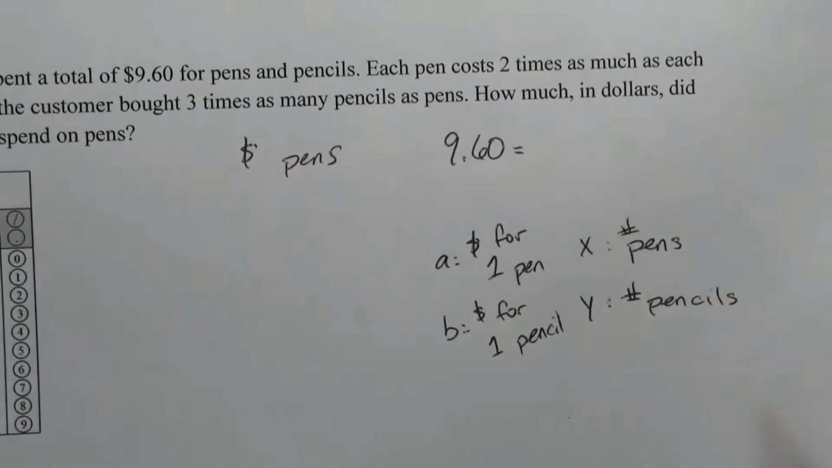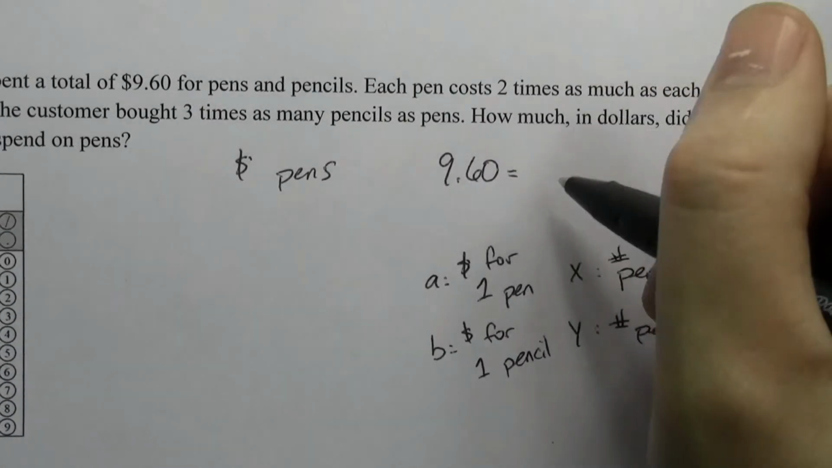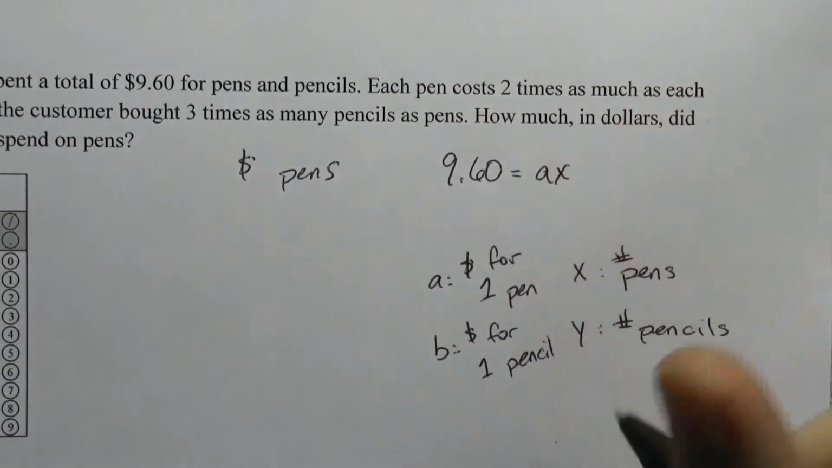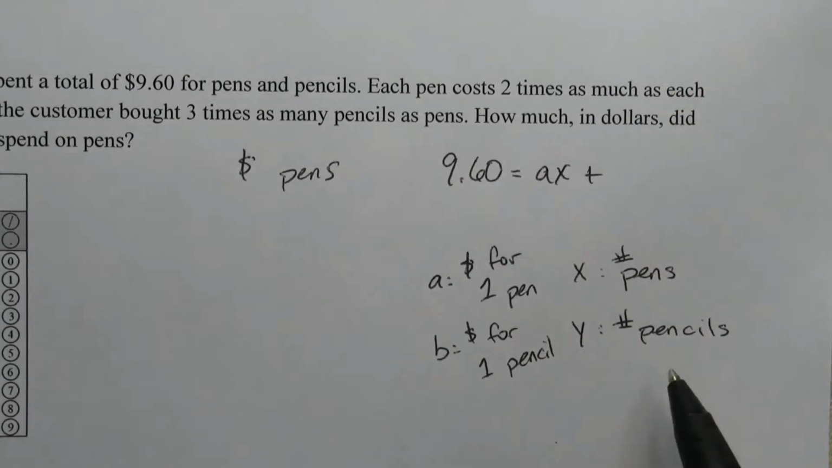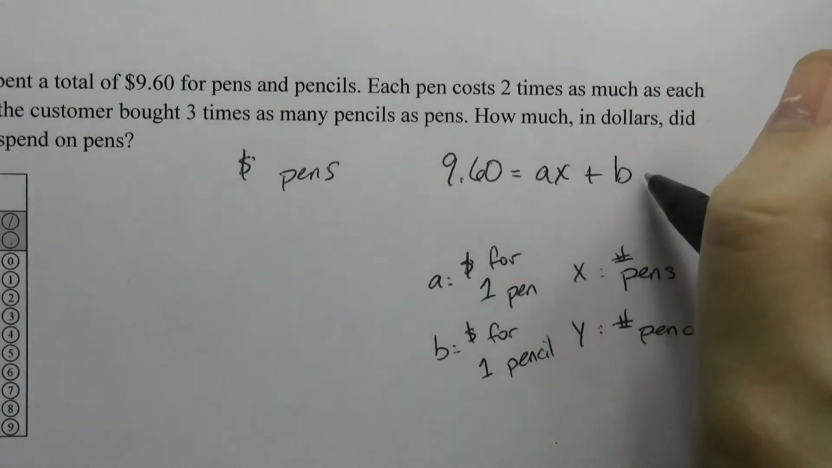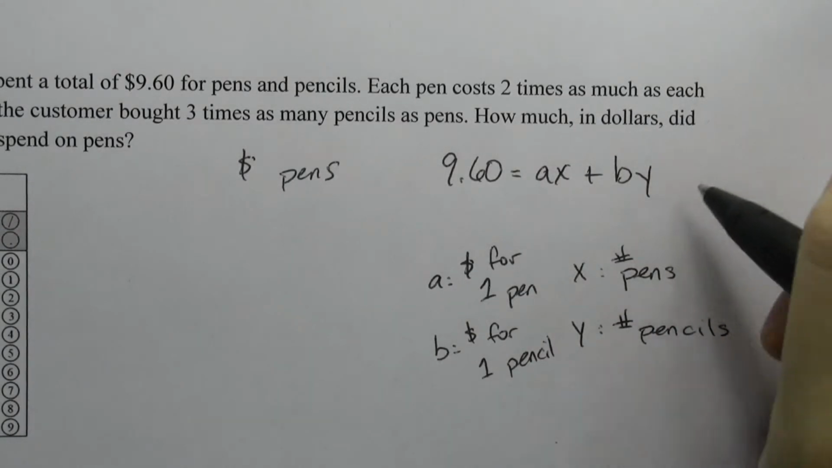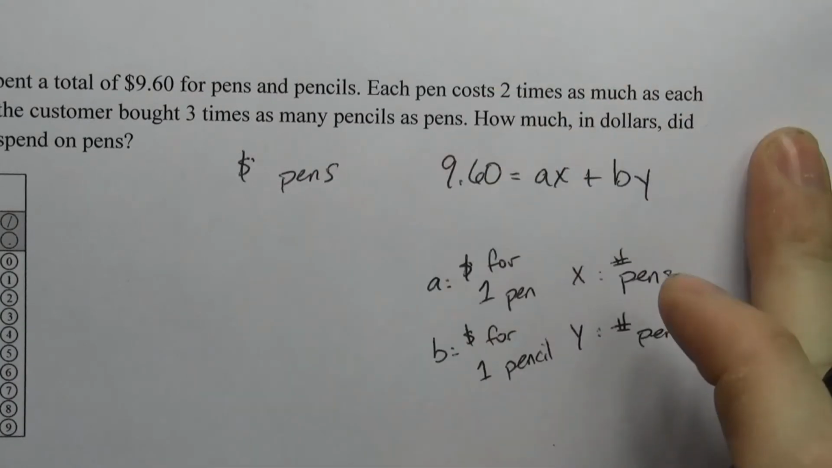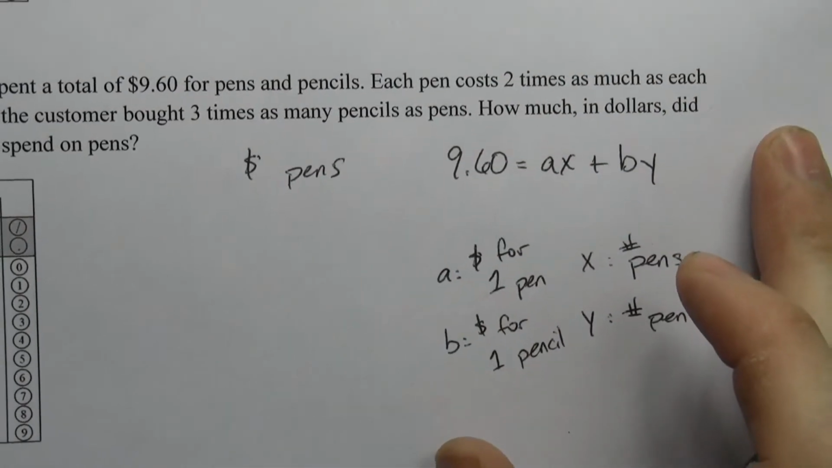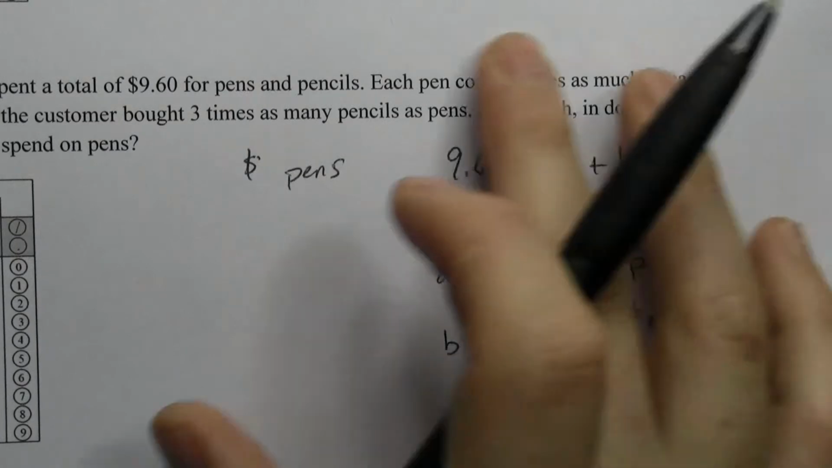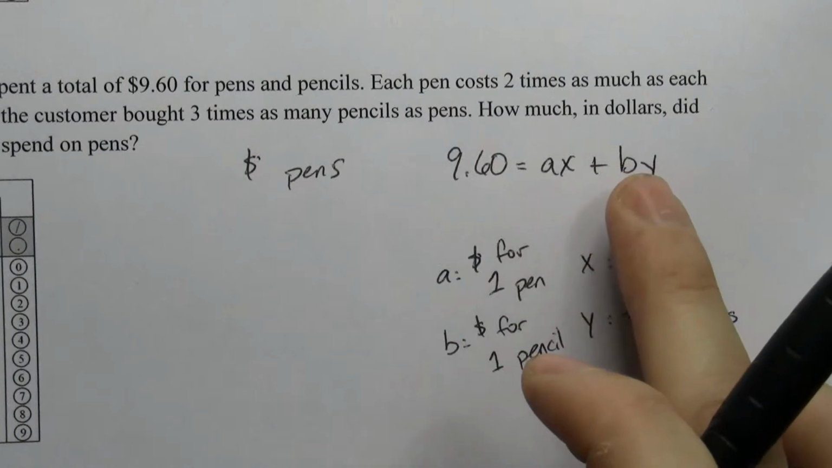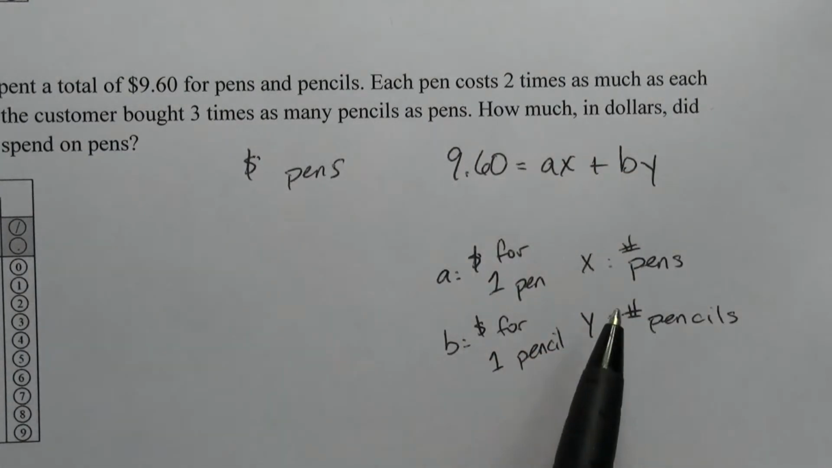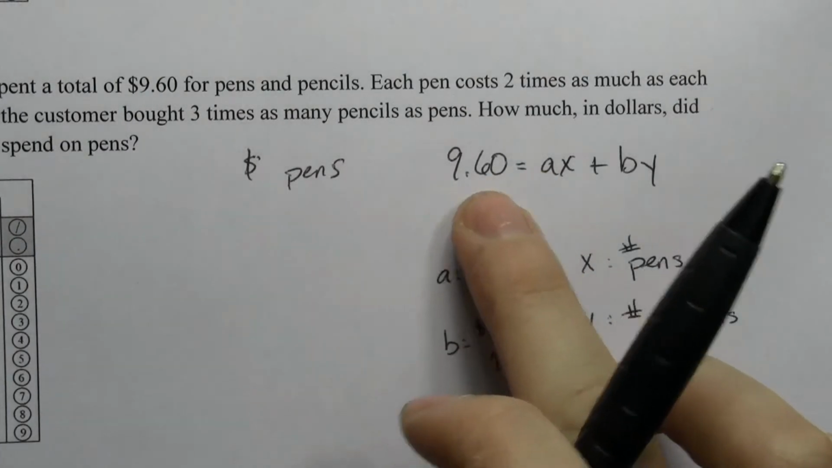However, we do know that $9.60 is A times X, that is the cost for 1 pen times the number of pens, plus B times Y, the cost for 1 pencil and the number of pencils. So that is indisputable at this point, and that is an important first equation to get going. Again, it's the cost of one times the quantity plus the cost of the other times that particular quantity as well.